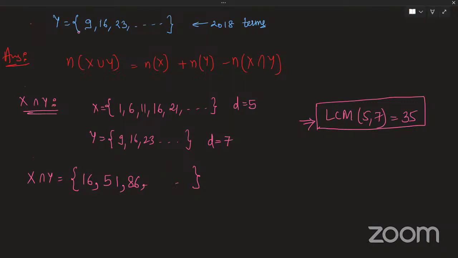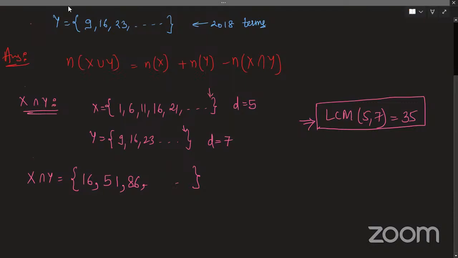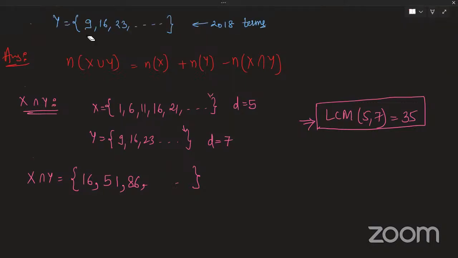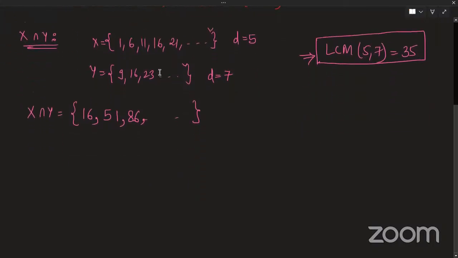So basically, first of all, we will calculate till where my x is going. What is my last term in x? Then I will calculate my last term in y, and whichever of these last terms is minimum, till there only my x intersection y can go, right? Yes, sir. So first of all, help me calculate the last term of my set x. Can anyone help me?